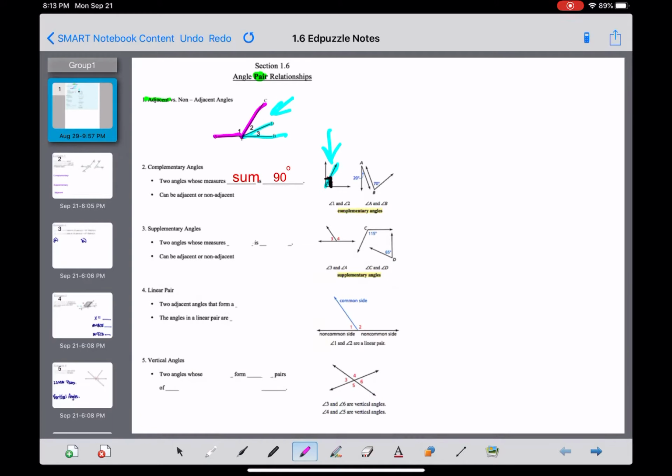They can also be non-adjacent, like the second example. Angle A and angle B do not share a common side. However, 20 plus 70 is 90 degrees, so they are complementary.